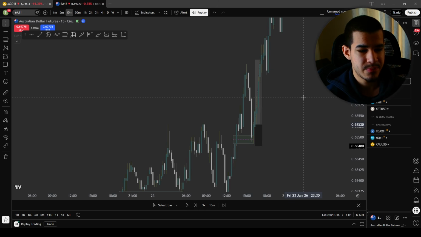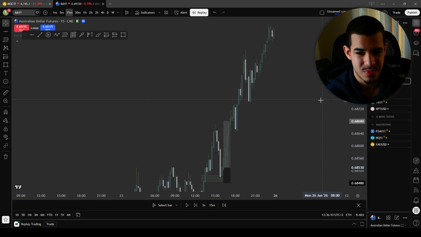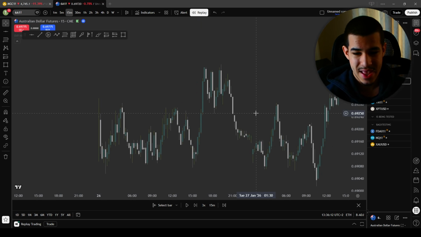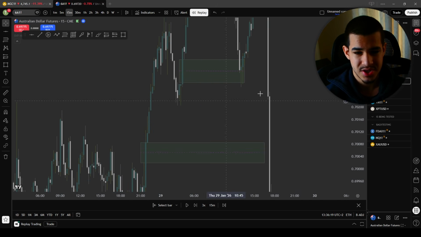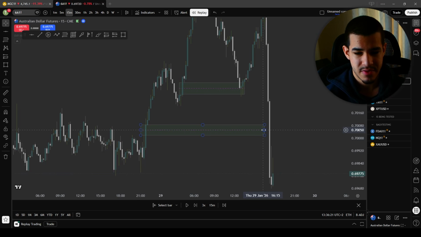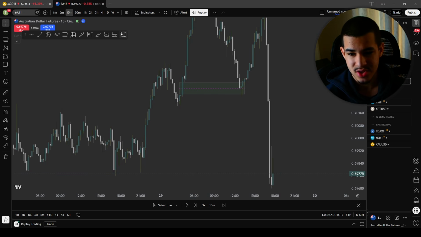So minimum size for liquidity is one candle, obviously. If you don't have any candles, that just doesn't make any sense. So it's one candle and there's no maximum size for liquidity. It can be as big as possible, but it just needs to be unmitigated from the fair value gap. You can see it's not allowed to tap.